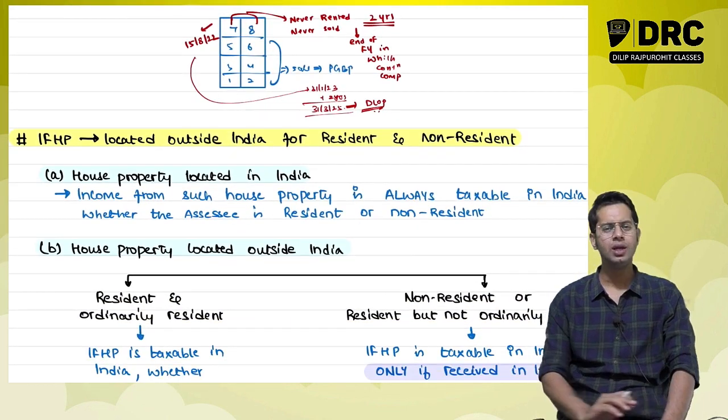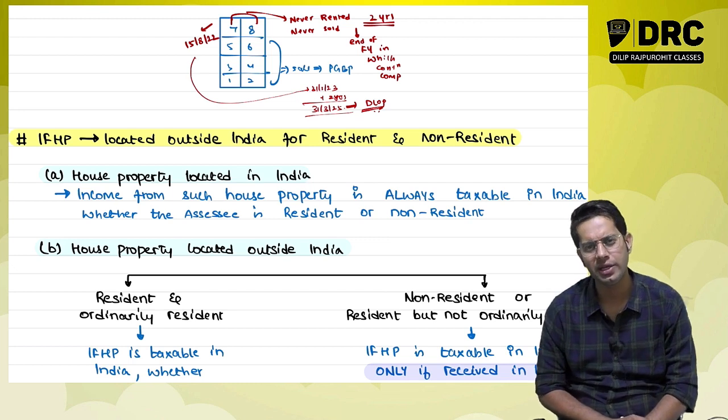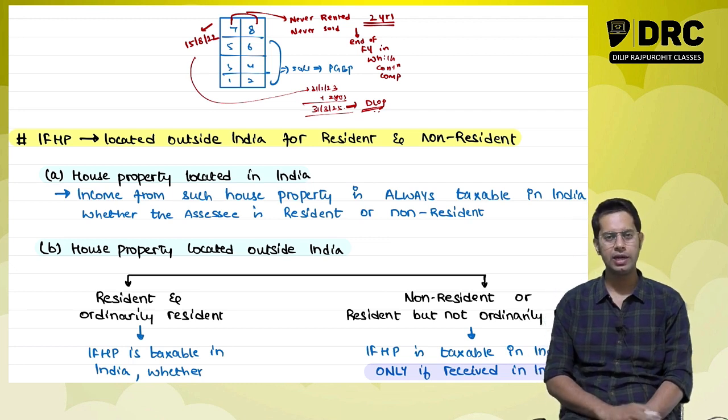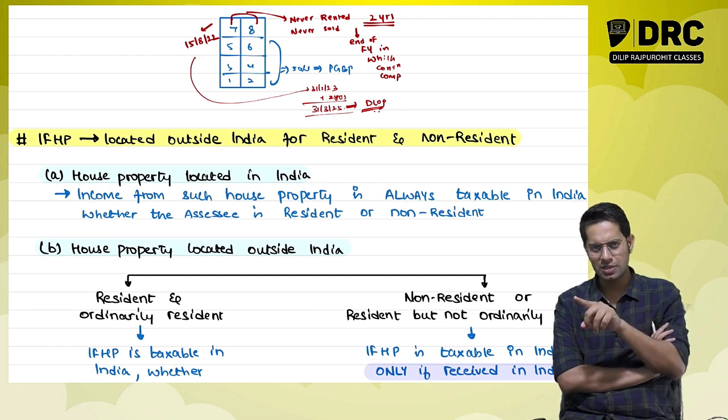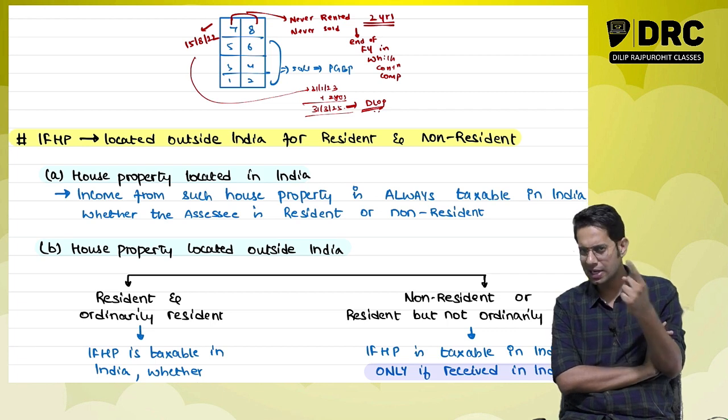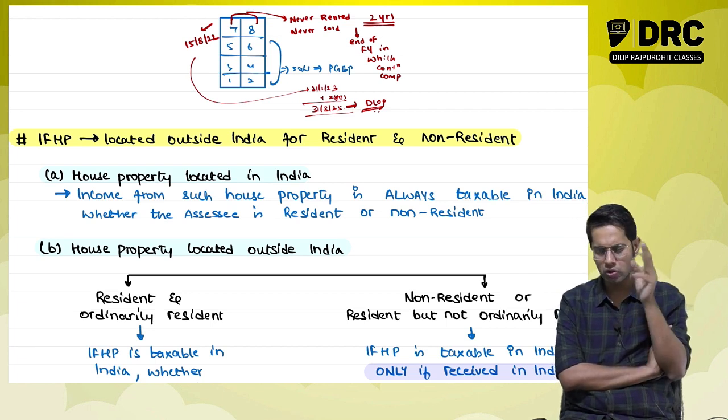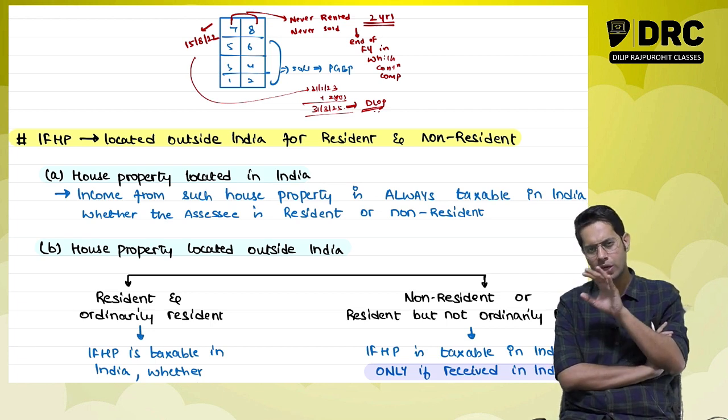Okay. Sir, what will happen if the property is located outside India? For case number 1, sir, property is located in India, is it taxable? Whatever income I am getting, is it taxable? Yes, it is taxable in India. If you are resident, it is taxable. If you are non-resident, it is also taxable if the property is located in India.